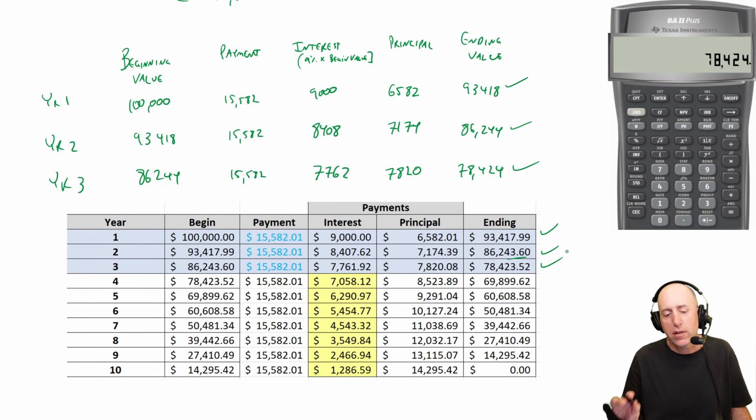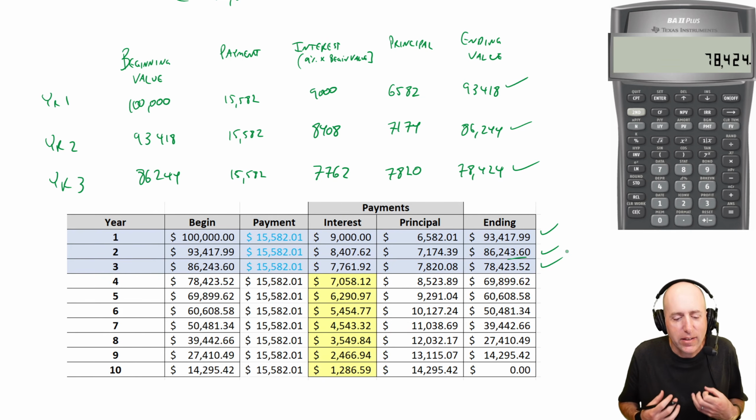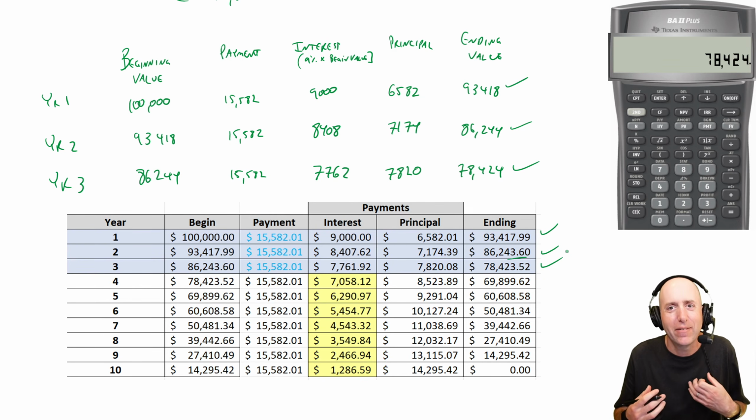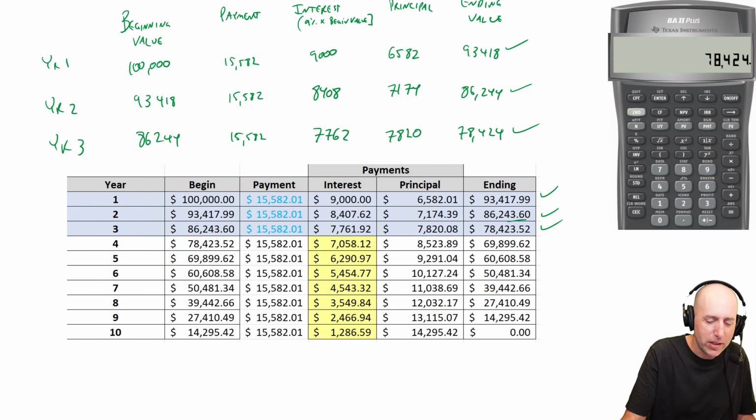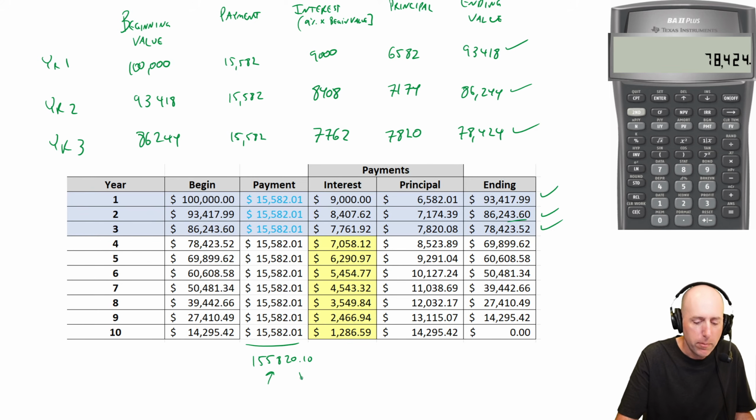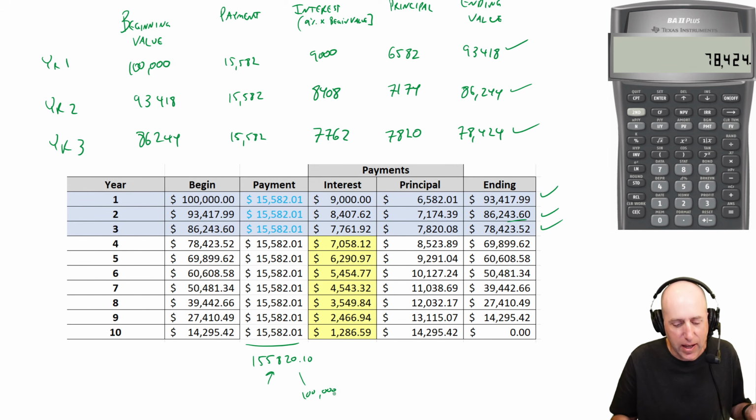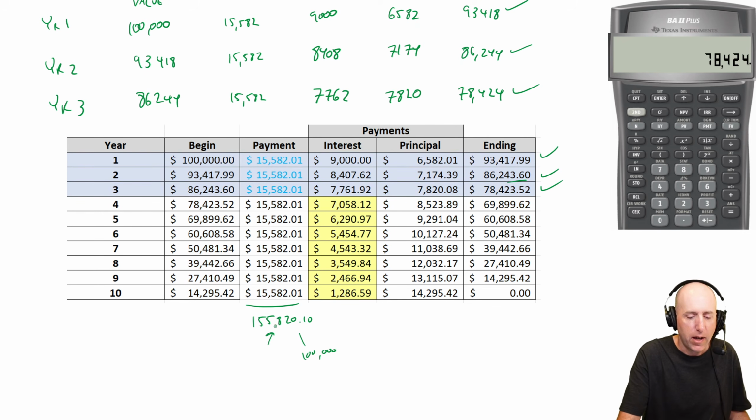Thumbs up. The only other thing I wanted to call your attention to is when you look at one of these long ones, like a 30-year mortgage, it kind of makes me want to puke. What makes me want to puke is when I look at the total payments, 15 times 10 is $155,820.10. So $155,000. Remember, we borrowed $100,000. 9% interest is not insane interest. We make $155,000 in payments to pay back $100,000.